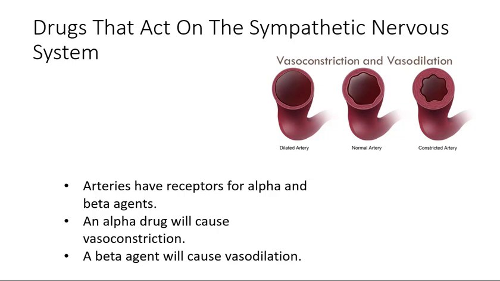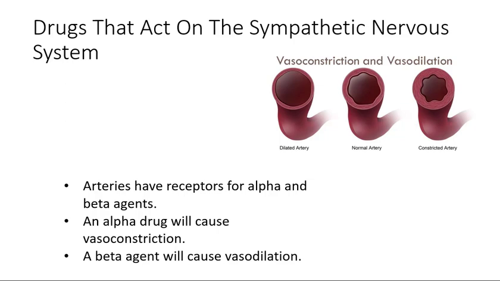If I tell you that you're going to give an alpha agonist, that's going to constrict the blood vessels, which is going to do what to our afterload? Increase it or decrease it? It's going to increase it, because as those arteries constrict, pressure goes up. So the heart has to work harder to get that out.